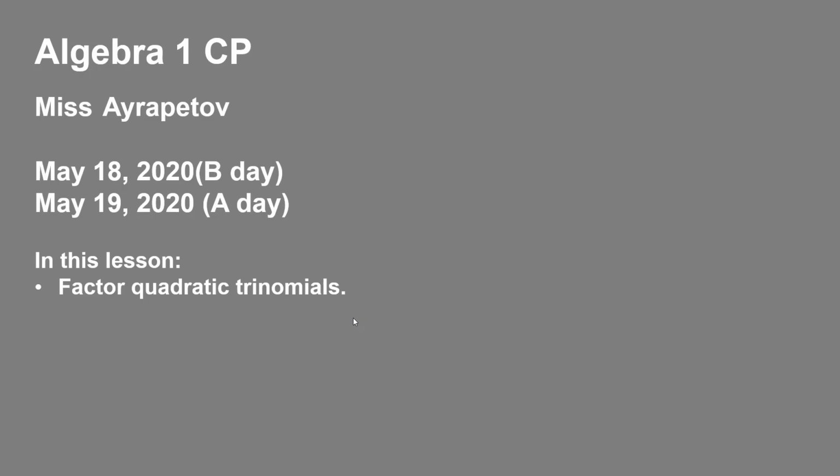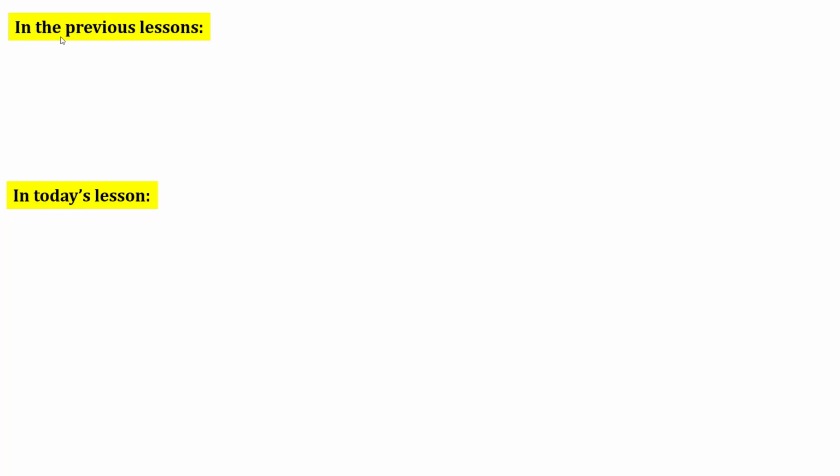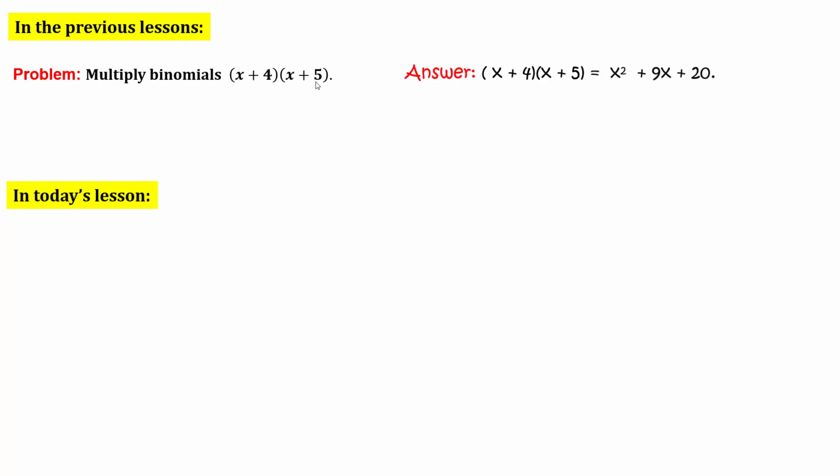Okay, so first, let me give you the distinction between what we've done so far and what we're going to do today. So in the previous lessons, I might have given you something like this. The problem would say multiply binomials, and you have x plus 4 times x plus 5. And then the answer would be x plus 4 times x plus 5 equals x squared plus 9x plus 20. So you multiply binomials by using FOIL, and you get a quadratic trinomial.